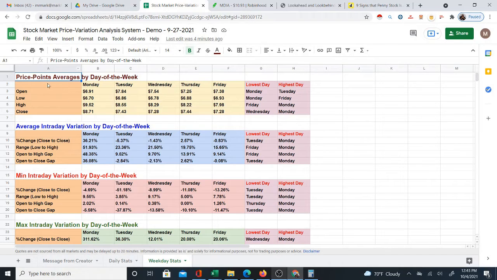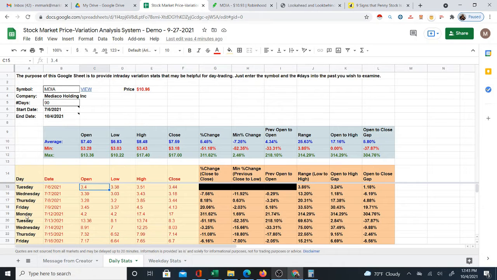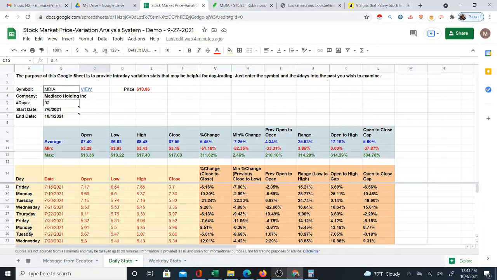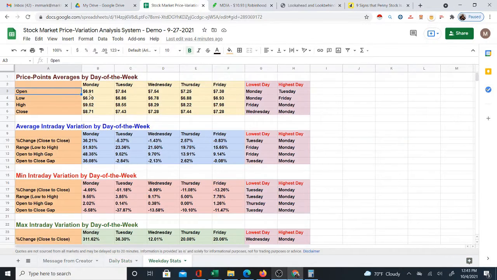And what I want to show you here is just this top section, which are the price point averages by day of the week. So looking at, just focusing on the open, this is actually the average open price on Mondays in particular. If you were to take all of the open prices that were on a Monday and average all of those together, it is telling you what the open price is on Monday. Then you can see the open price average on Tuesday, Wednesday, Thursday, and then Friday. Same thing for the low, high, and the close.